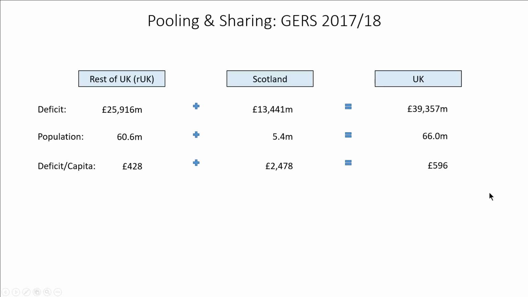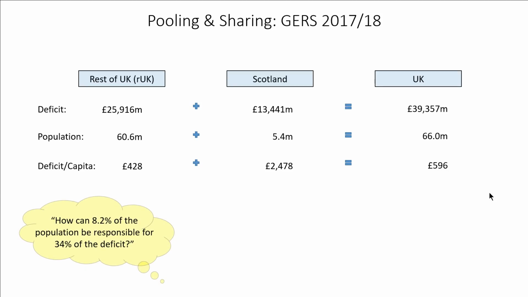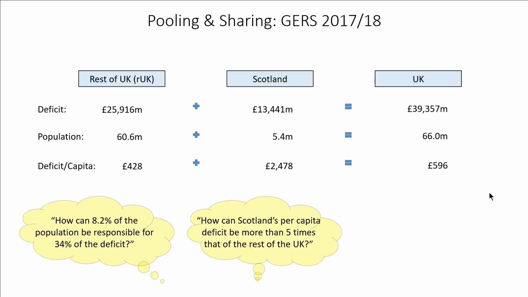And we're looking to address three common comments or observations. The first is when people say, how come 8.2% of the population is responsible for 34% of the deficit? Because that is what these figures are showing. Or, to put it another way, how can Scotland's per capita deficit be more than 5 times that of the rest of the UK? Because that is what these two figures show.